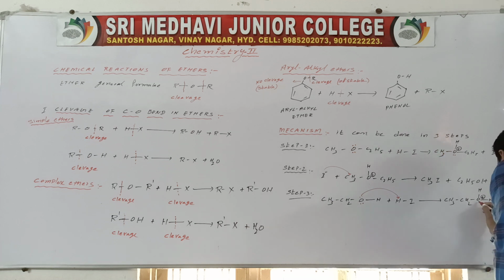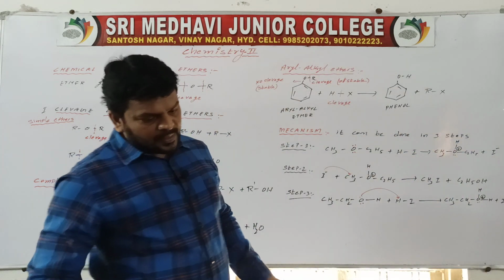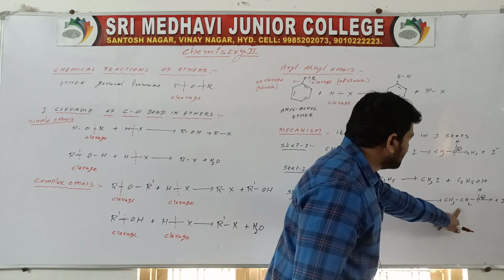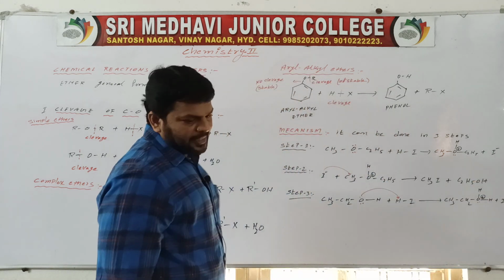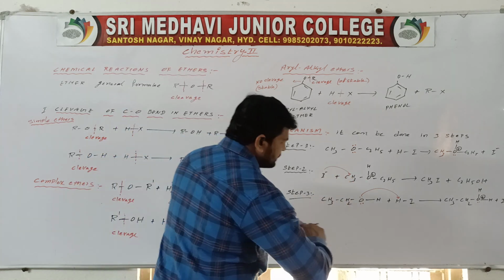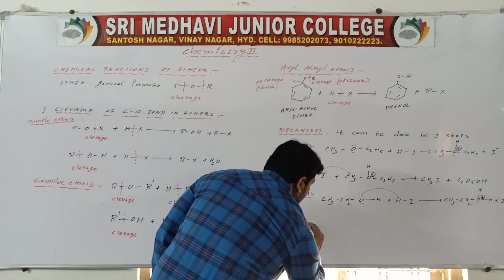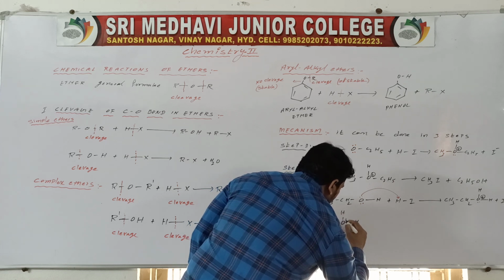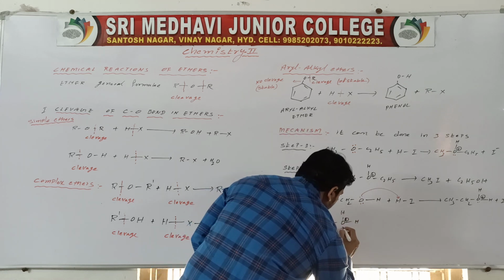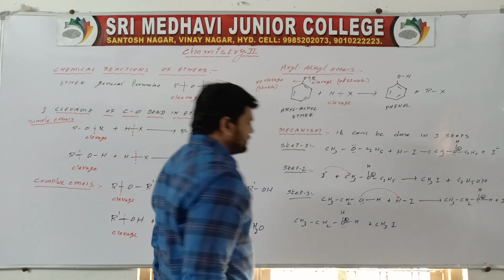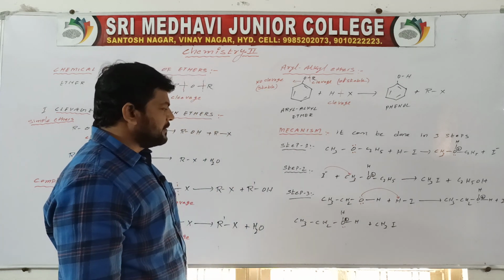Here a lone pair. Then again it reacts with I minus to give CH3I. So it reacts with the CH3I. See here, CH3CH2O with a lone pair reacts with the CH3I.